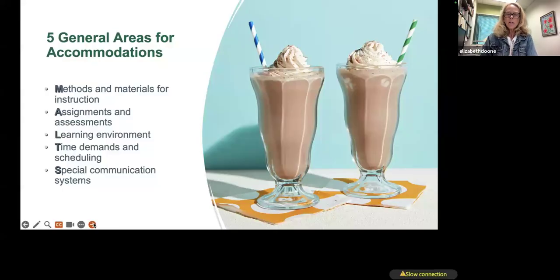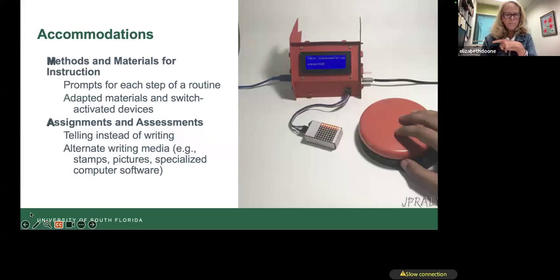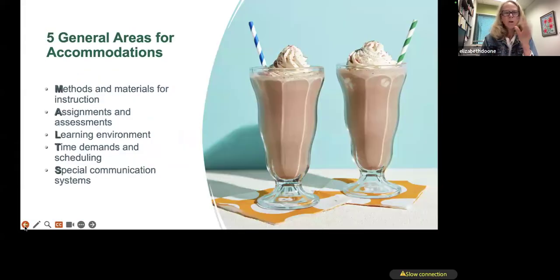And then I can look at special communication systems. And this is really important for our students. Just because they're not able to verbalize doesn't mean they don't have something to say or they're not intelligent. So we need to keep that in mind. So if I want to look at ways to accommodate students, I can think, MALT: methods and materials, assignments and assessments, learning environment, time, and special communication systems.